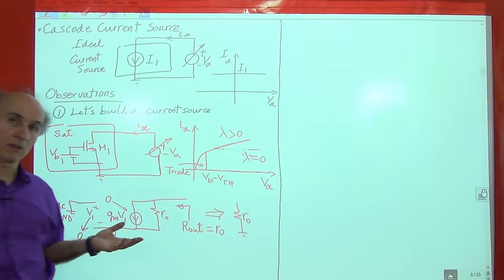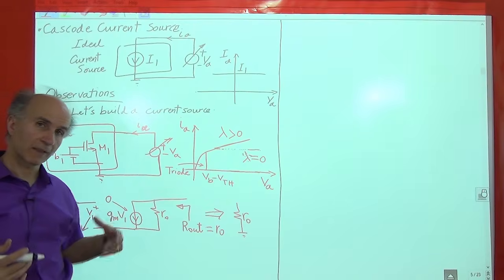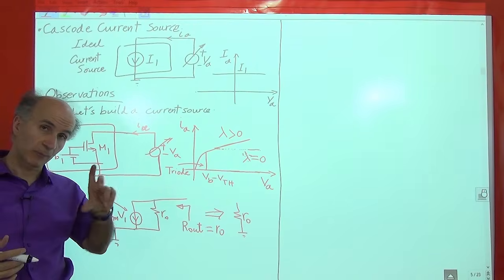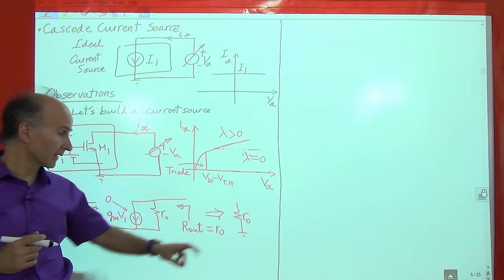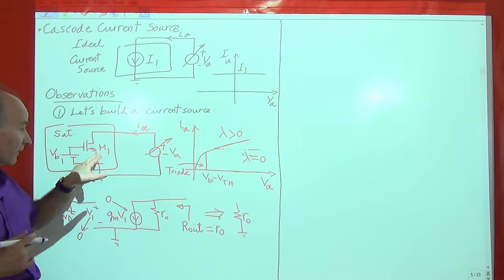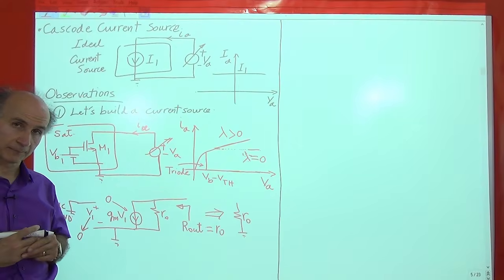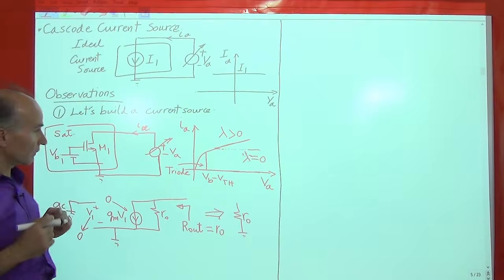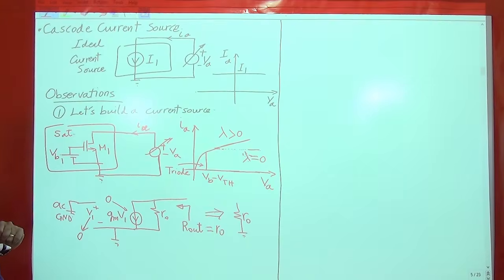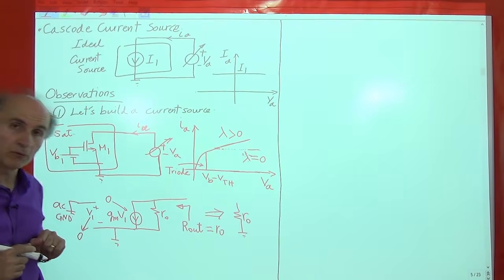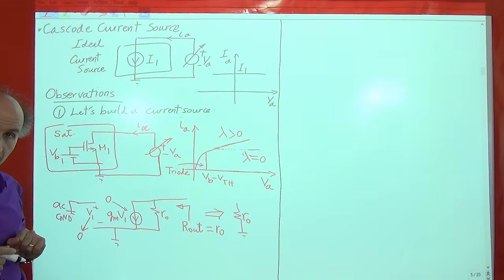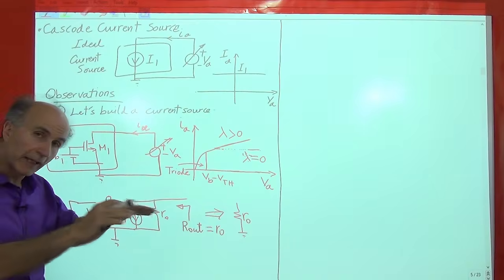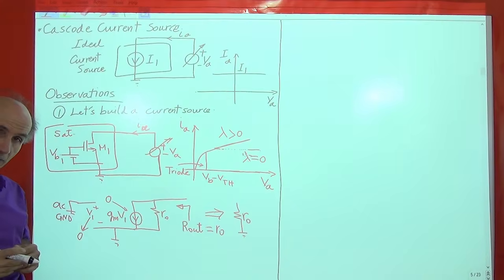Okay, so the small signal model of the current source tells us that it has a finite output resistance, and that output resistance is given by the RO of the transistor itself. Okay, great. So far so good. Now the question is, how do we improve this current source? And that's how we will eventually arrive at the cascode structure.